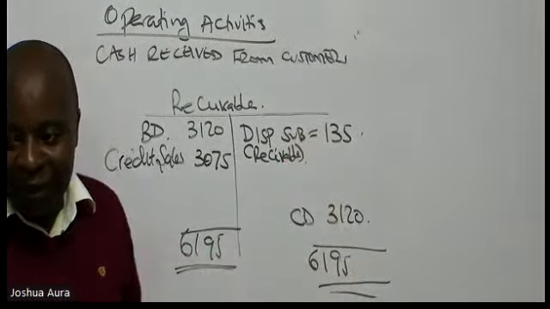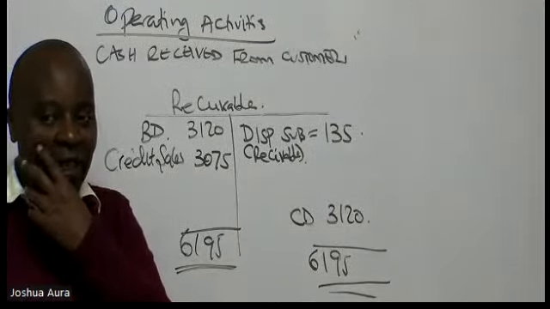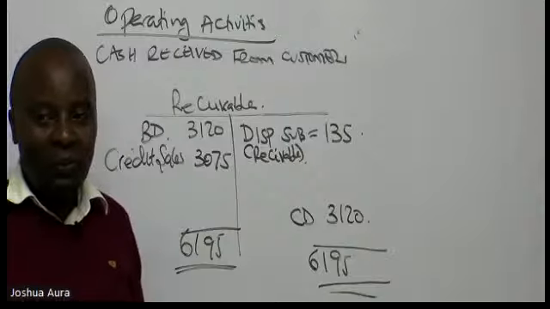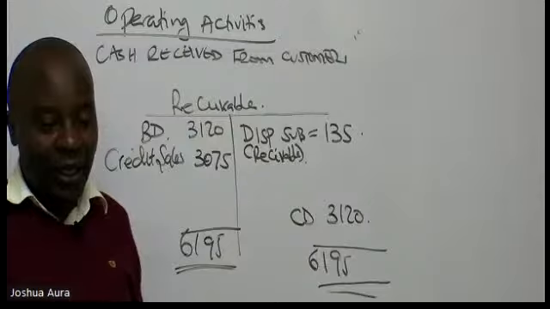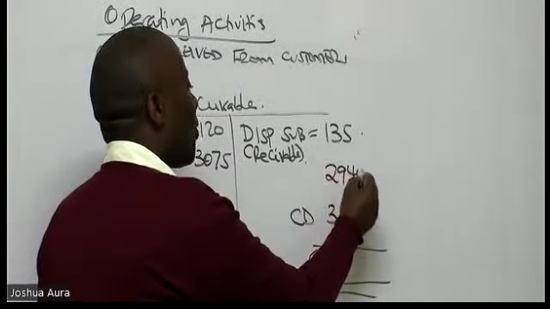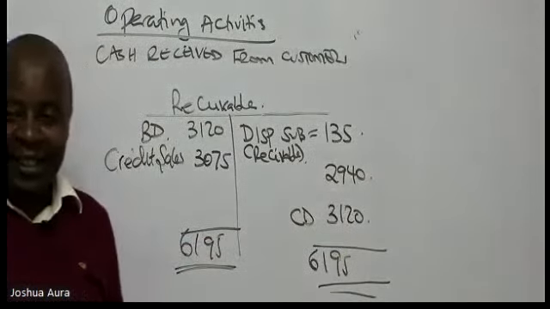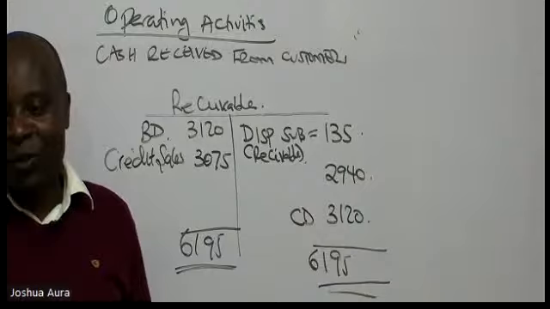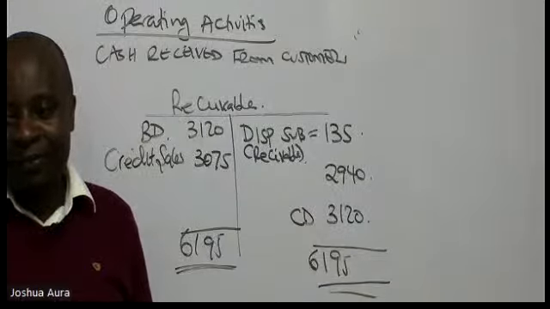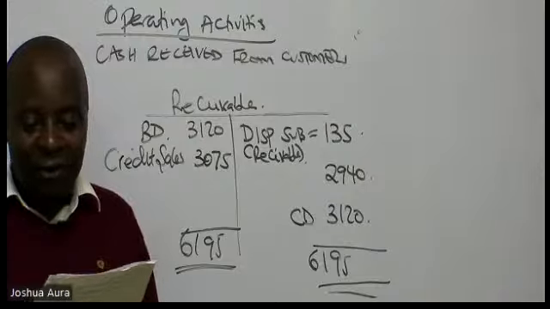To get the balancing figure, what do we have there? Somebody? Yeah, 2940, right? So this 2940 is the balancing figure. What name do we give to this 2940?